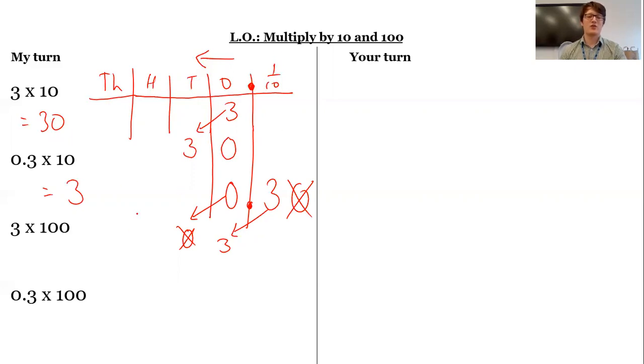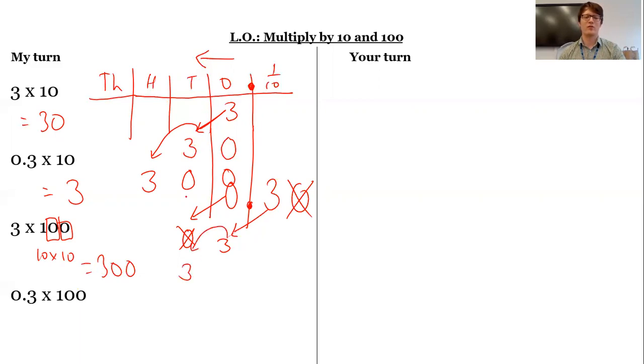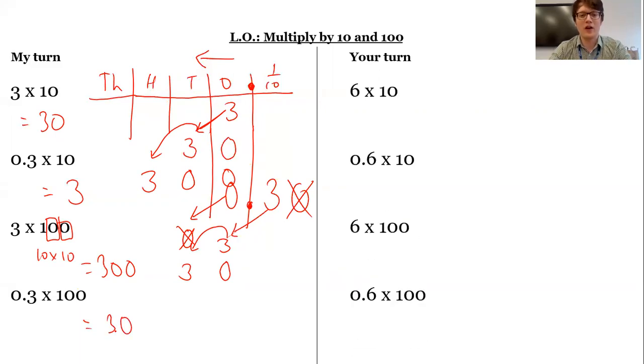Same with times by 100, I'm going to move not one space, now I'm going to move 2 spaces, and look, I've got these 2 zeros. 100 is the same as 10 times 10, so I'm going to go 1, 2, 3 ones goes to 3 hundreds, and now I need to put in those placeholders, so I get 300. I move this one another column over, I've got 3 tens, put in a placeholder in the ones, and I've got 30. So you have a go now, pause the video, don't forget to draw that place value grid really.